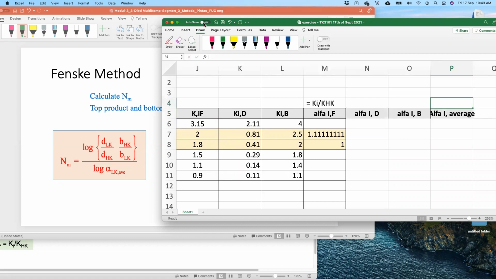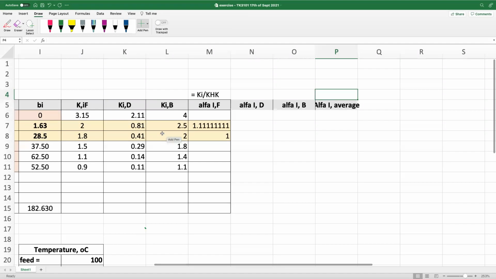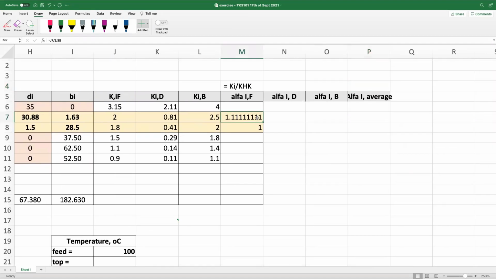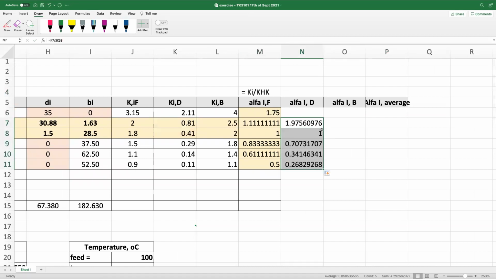Okay, so you have to do those calculations. Let's do that quickly. So this is the alpha in the feed. I'm going to put it there. Then I also want to find alpha in the distillate, which is the K in the distillate divided by the heavy key. You also want to find the heavy key there. Put it there.